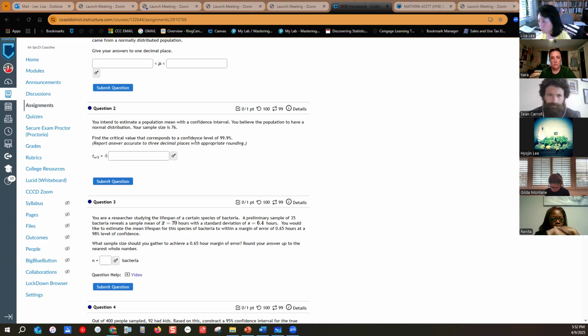So I will do problem number 2 now. Let me see, can I open? Yeah, I can use the chart here again. So you can read the problem and see my work from the chart. The question 2 has a sample size of 76. We intend to estimate the population mean with a confidence interval and find the critical value corresponding to a confidence level of 99.9%.